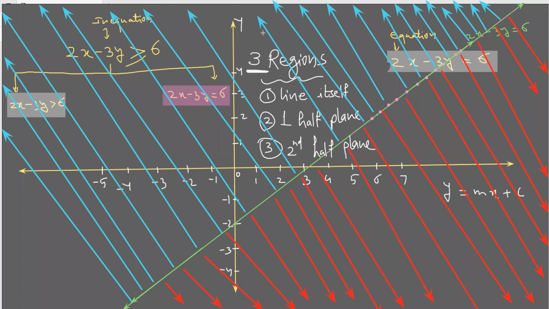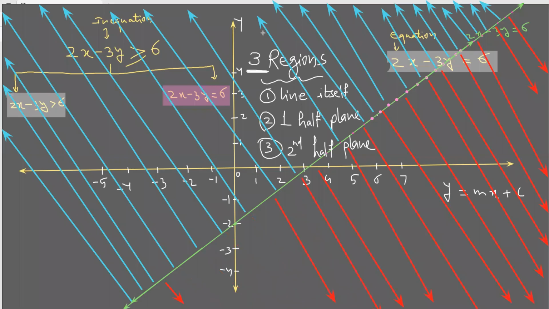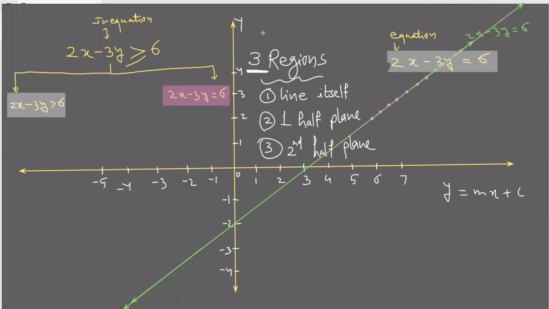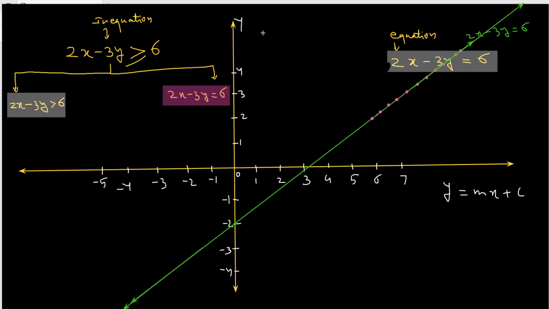So, what did I teach you just now? I taught you that any line will divide the XY plane in three regions. One is the line itself, and two regions are two half planes. Now by half plane, you should not think it is exactly half. No, not like that. This is just the way we call it.